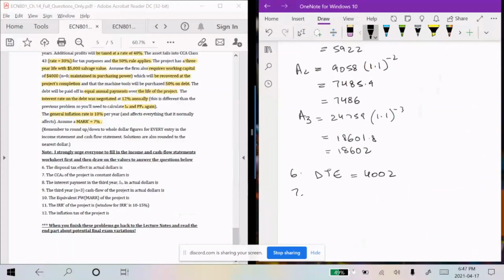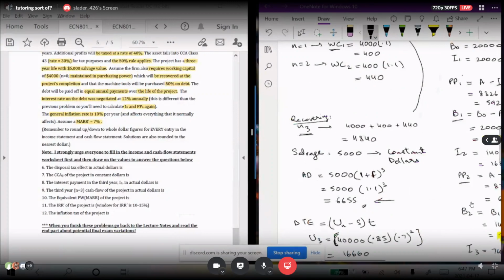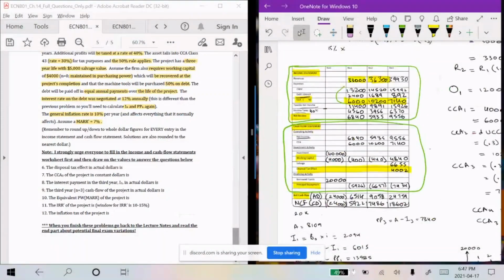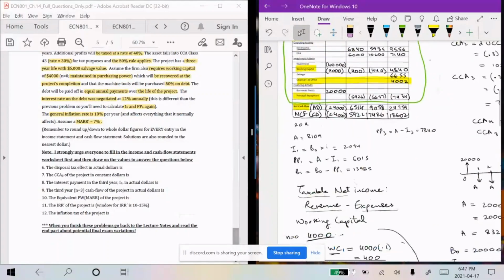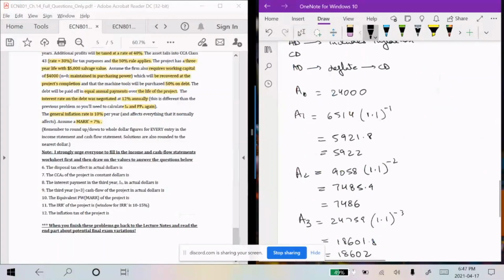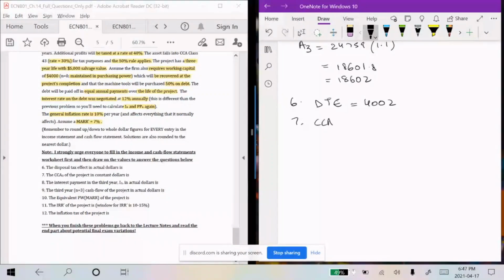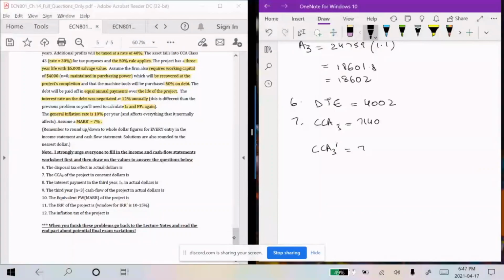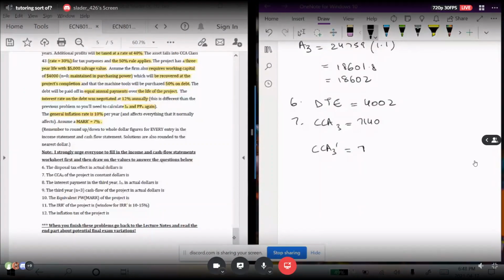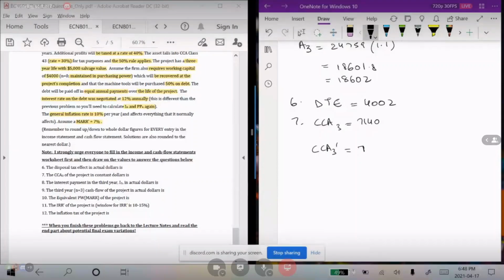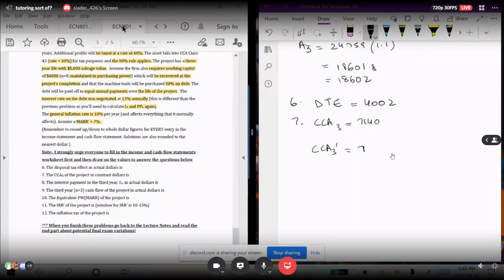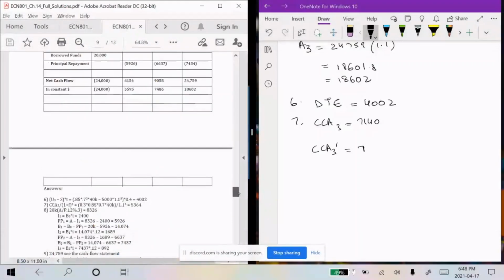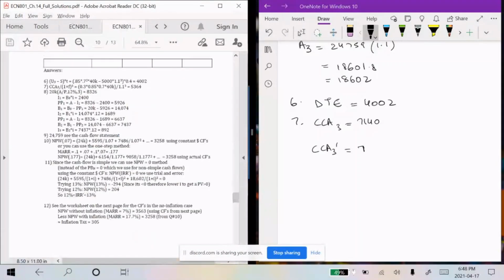Seventh asks the CCA3 of the project in constant dollars. Now, this CCA is in actual dollars, 7140. What we got was 7140, but to get CCA3 dash, that is the constant dollars one. Isn't CCA always in constant? Because you don't apply inflation to it. Right, never mind, my bad. Let me just check that, but he's dividing it.